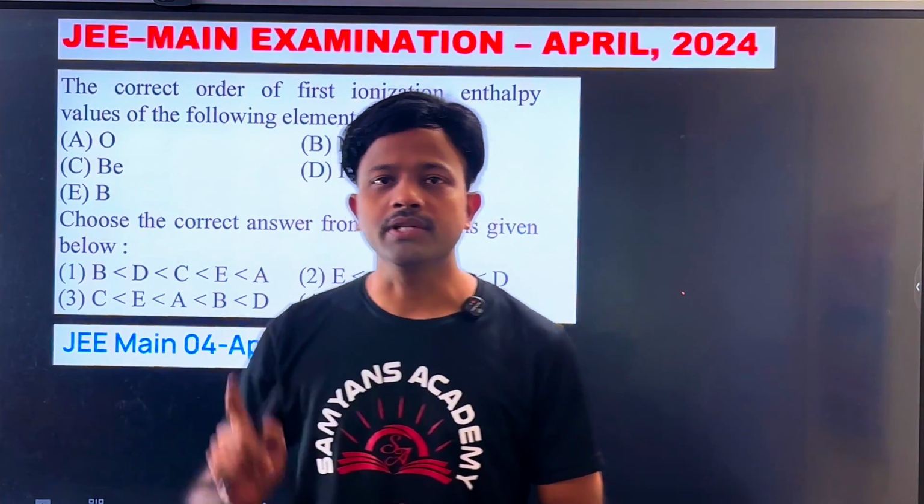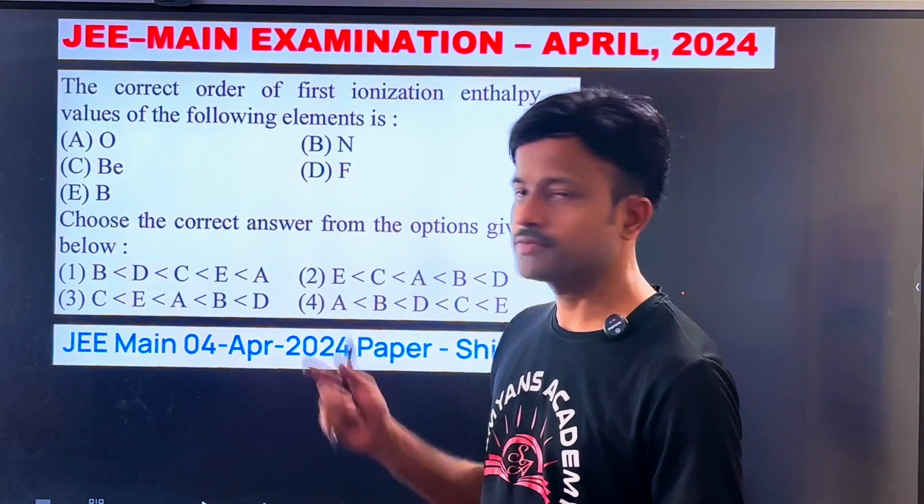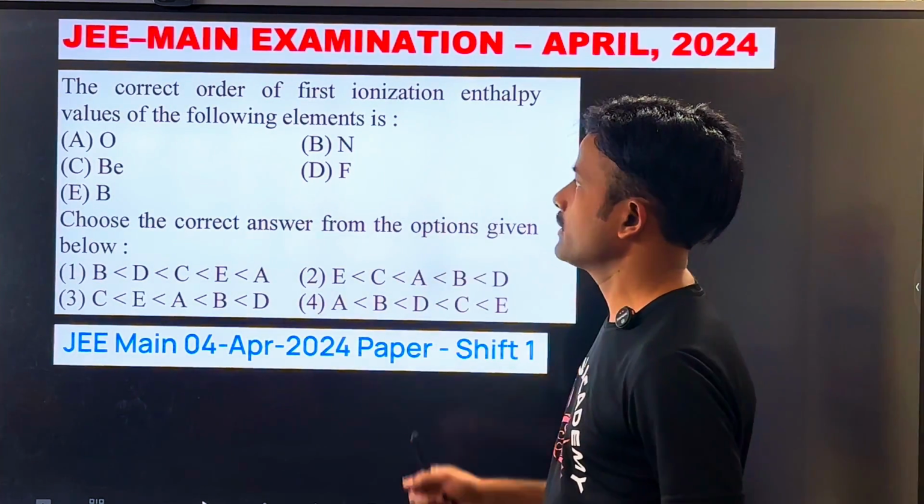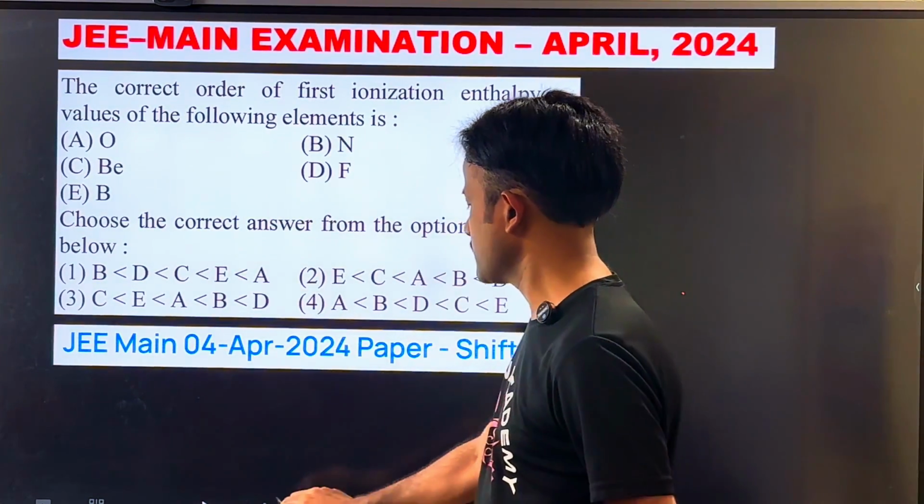In this session we are going to discuss classification of elements and periodicity in properties from JEE Mains 2024 questions. So let us start now. Here we have the first question. The correct order of first ionization enthalpy values of the following elements is.